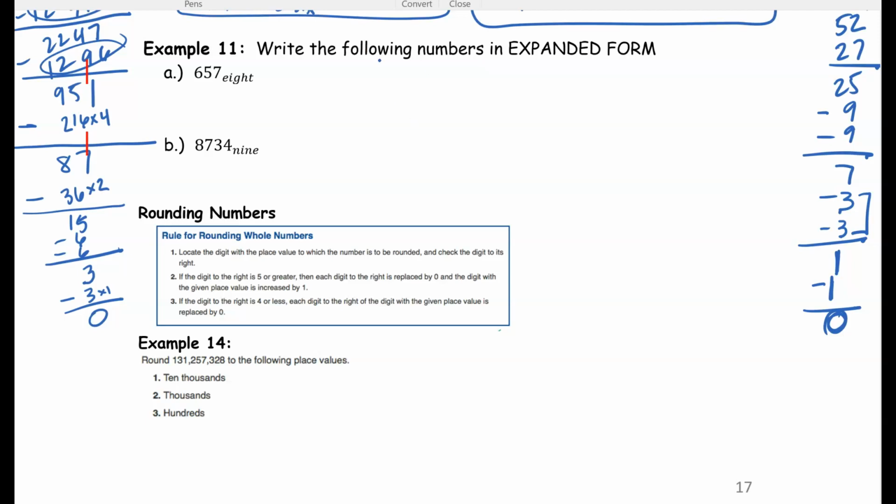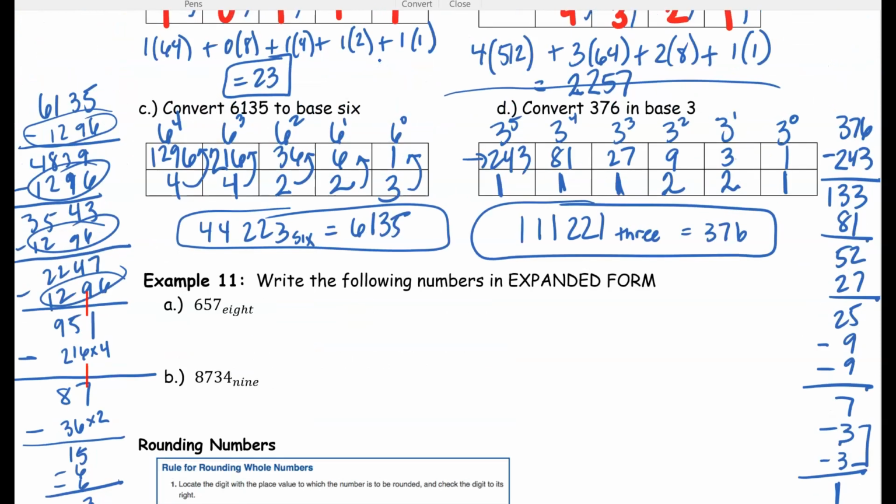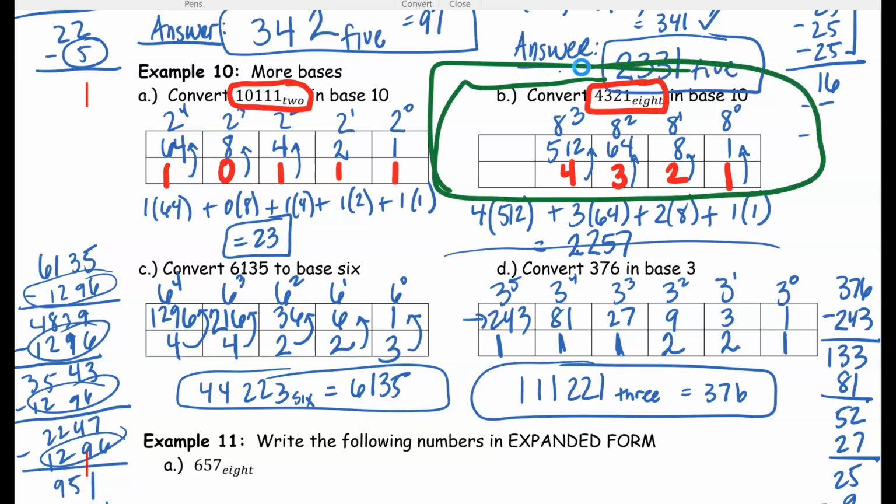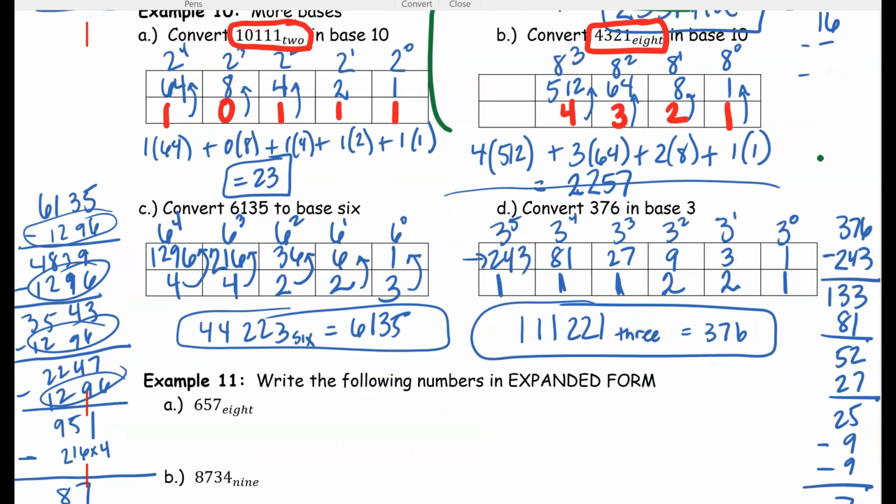So we're still in different bases with example 11. We're just going to write these in expanded form. So for base 8, we can actually scroll up because we already did the work for base 8. Let's see, right here. So this problem, example 10b, okay, there we are in base 8. We can use those place values.